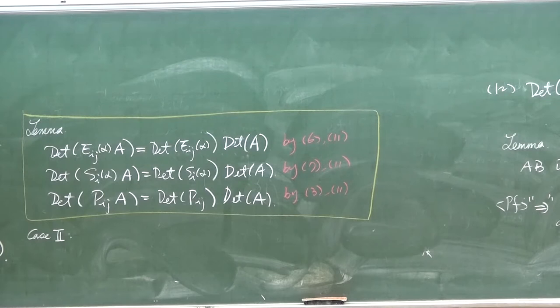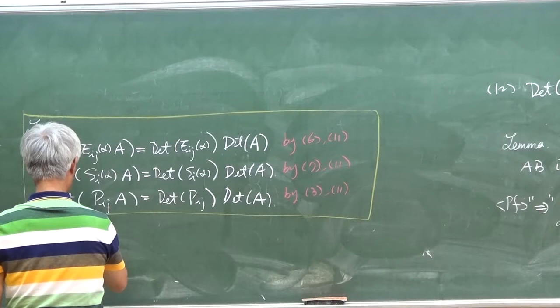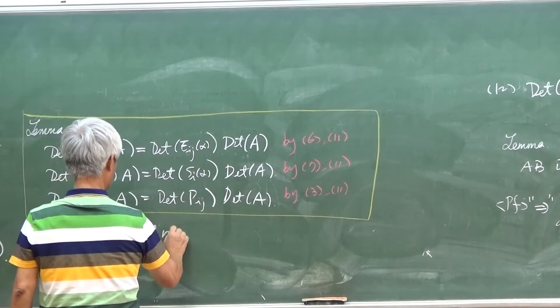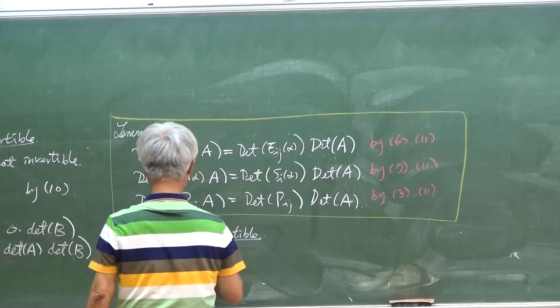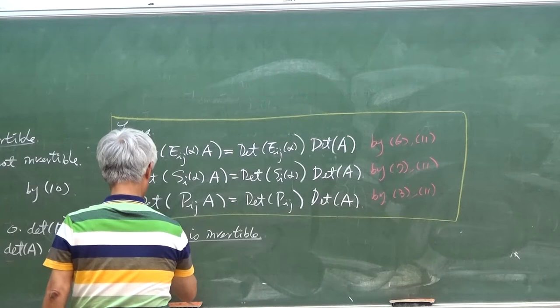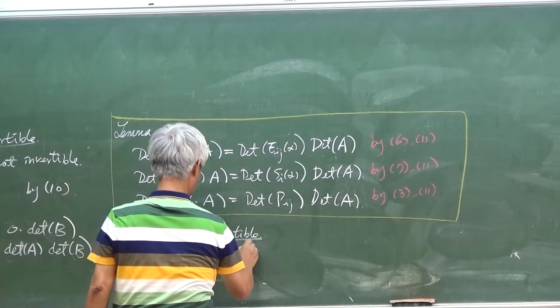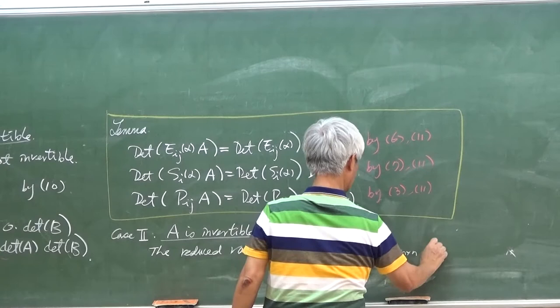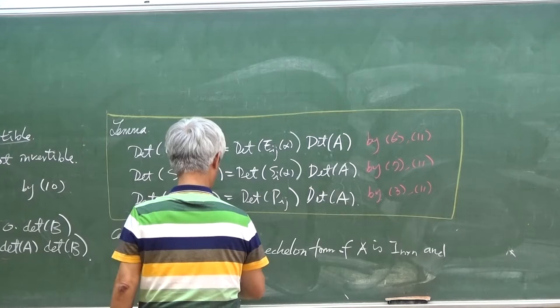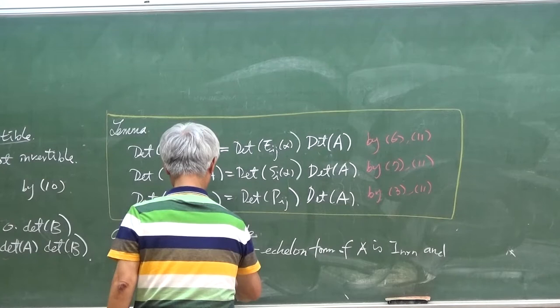Okay, so our good friend again. So the reduced row echelon form, if A is invertible, the reduced row echelon form for A is the identity, and we have E_k ... E_2 E_1 A equal to I.